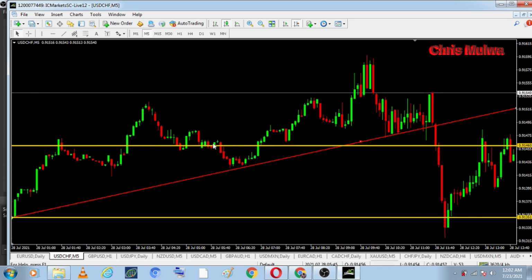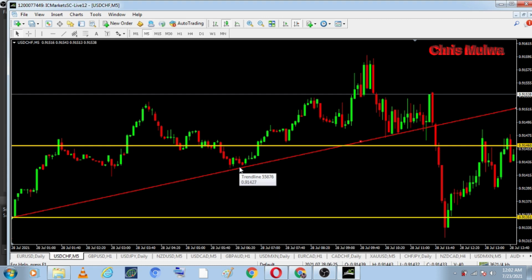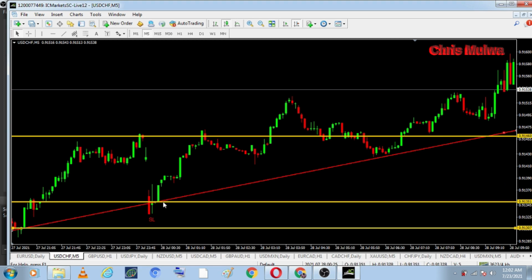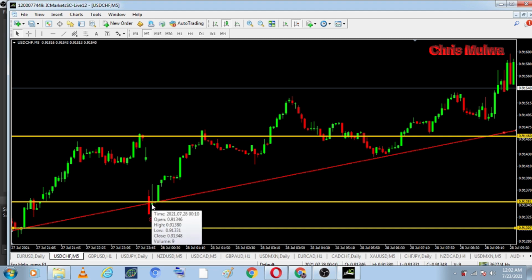Okay, I know here traders will tell me, oh Chris, you have cut some candles. This is not how trade lines are drawn. I know all that, and I know the reason why I have cut this candle. This was the opening of the market at midnight. There is always a sharp movement of the market.